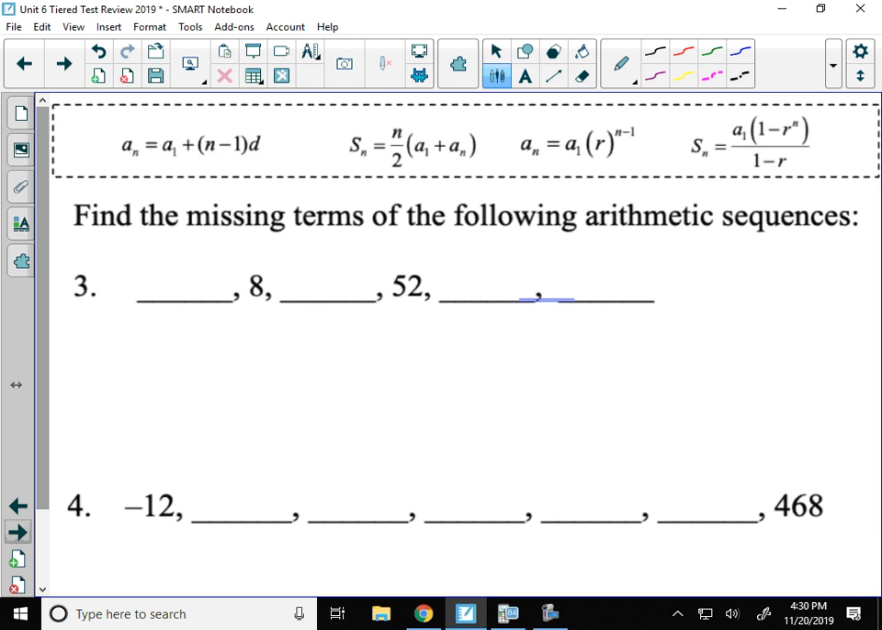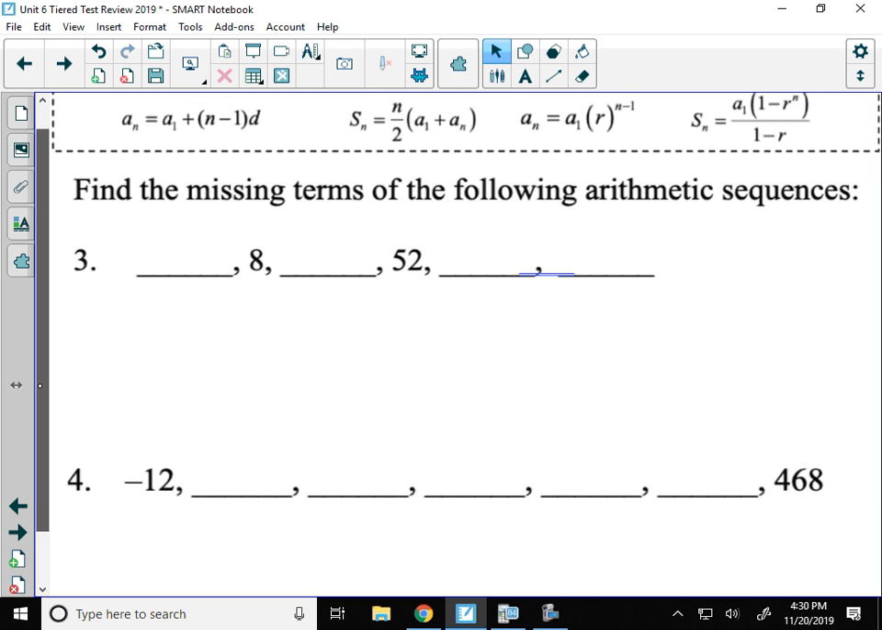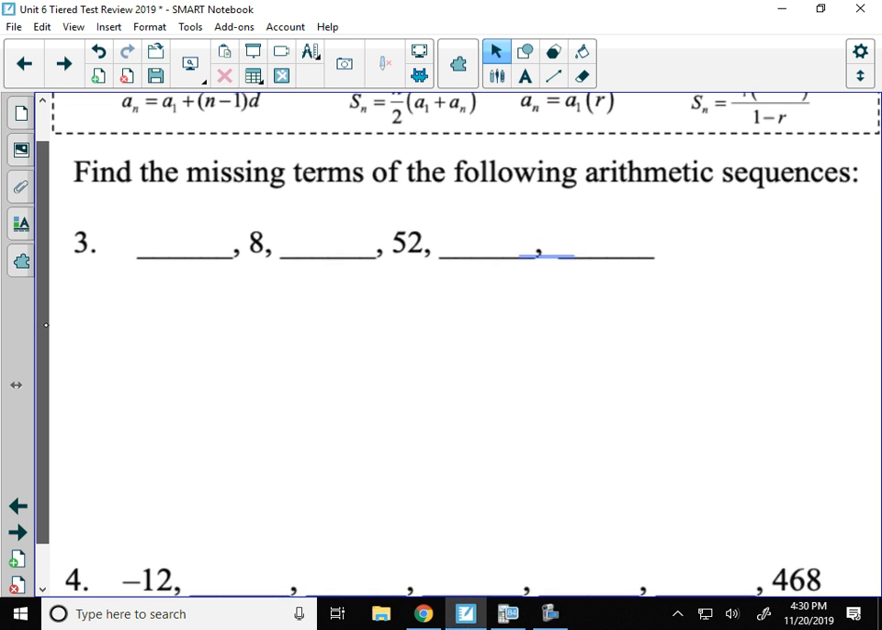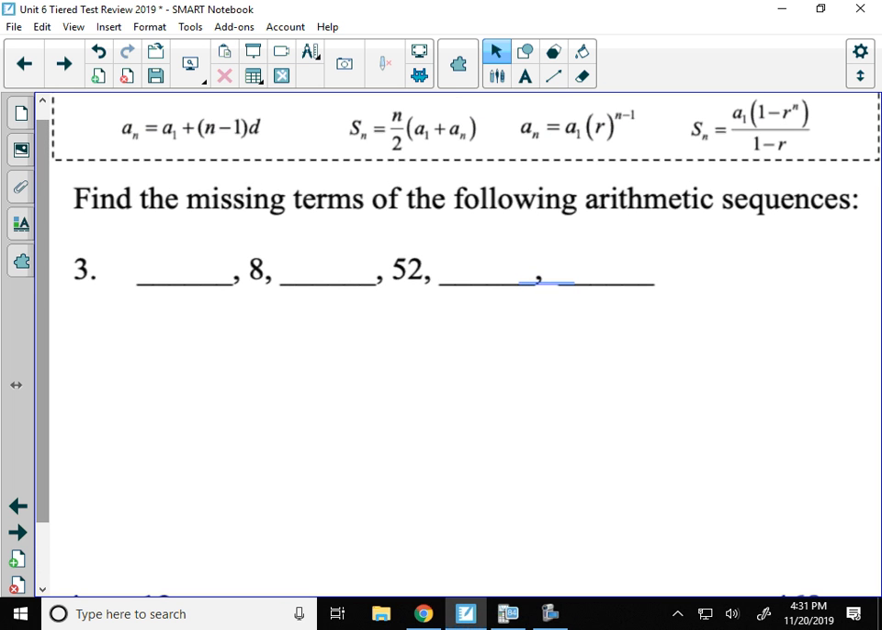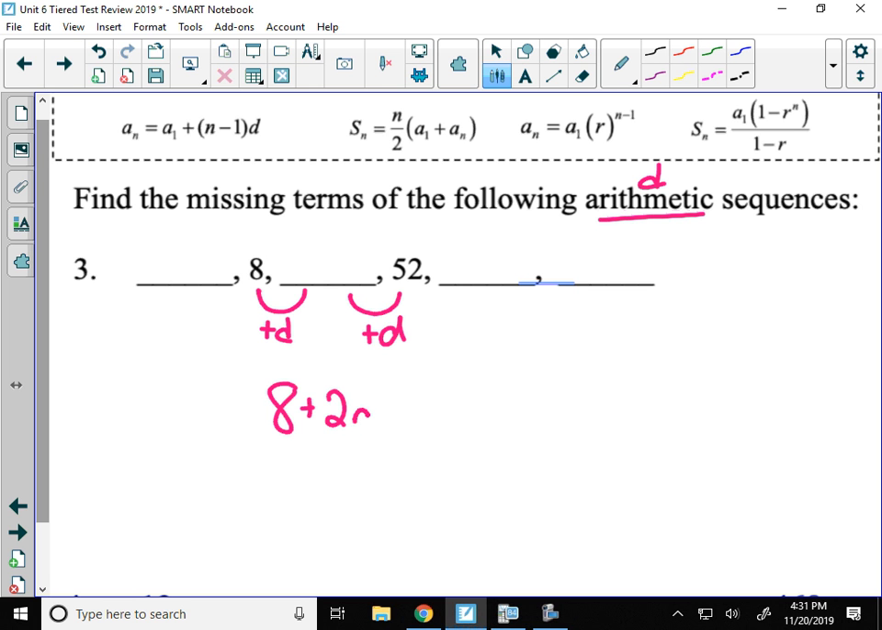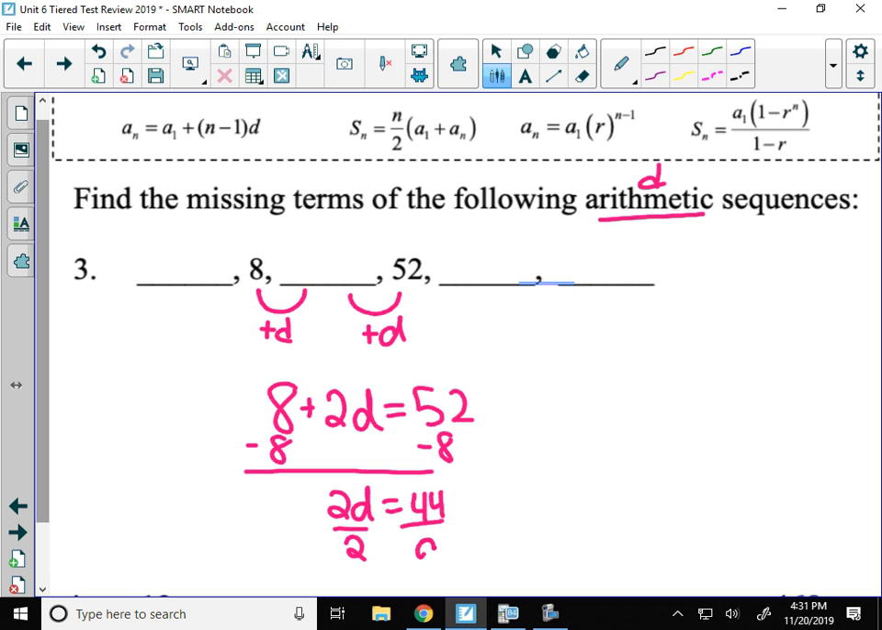All right, some of my favorites. Fill in the blanks. I'm going to lower this problem here, just to give us a little bit more room. Find the missing terms. You can use the above formulas, but here's how I like to do it. I like to create my own little equation. If I'm starting at 8, this is arithmetic, so we have a common difference. I need to add one common difference plus 2 common differences. So if I start at 8, I'm adding 3 common differences to get to 52. If I solve that for D, I can then fill in all the blanks. So I subtract 8 from 52, and I get 3D equals 44.